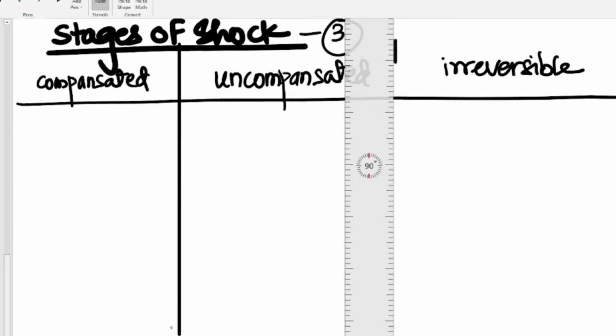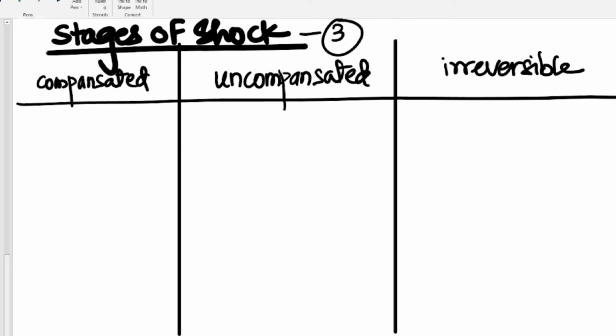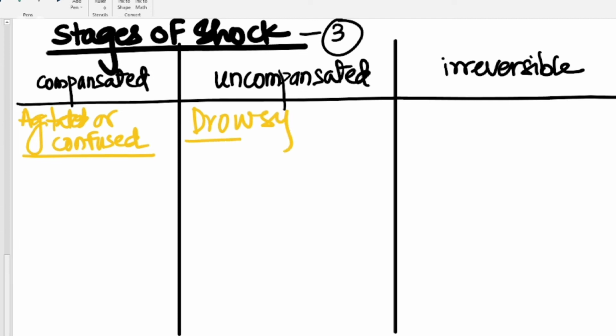First, in compensated shock, the patient is agitated, irritated, or confused. In uncompensated shock, he is drowsy. And third, in irreversible shock, he is unresponsive. Okay, when a patient is drowsy and coming to your casualty, the patient is in uncompensated shock. If the patient is irritated, then it could be a compensated shock.